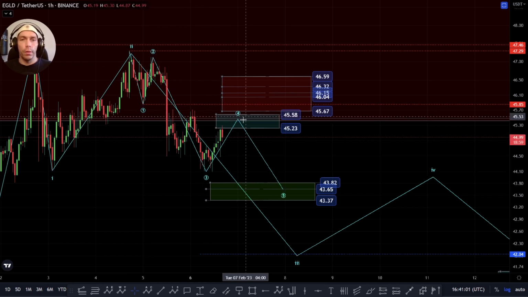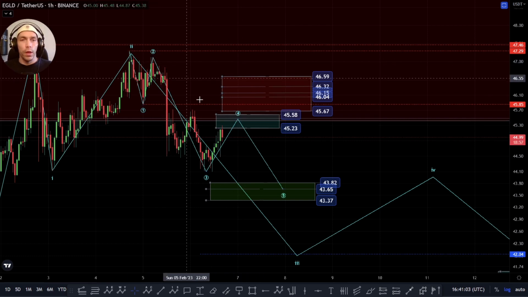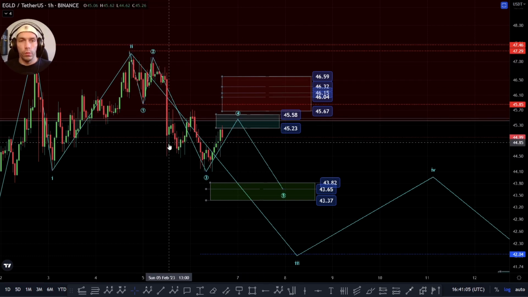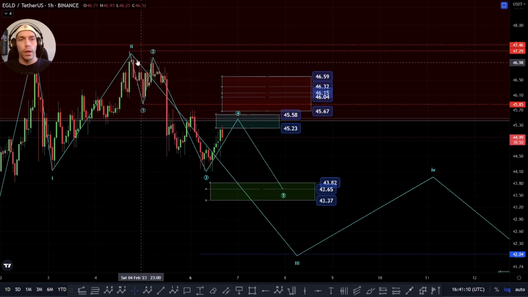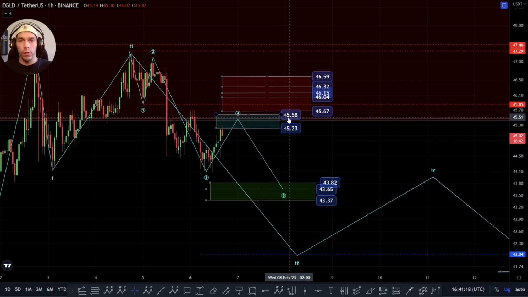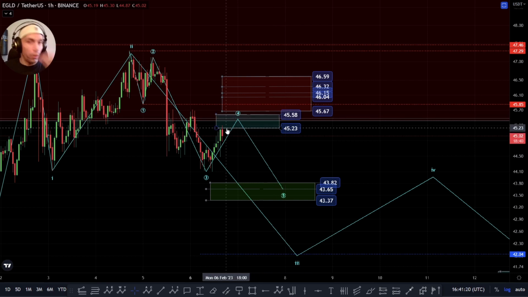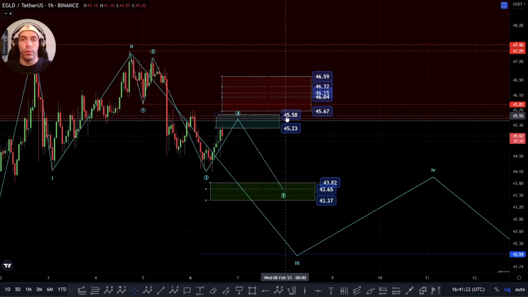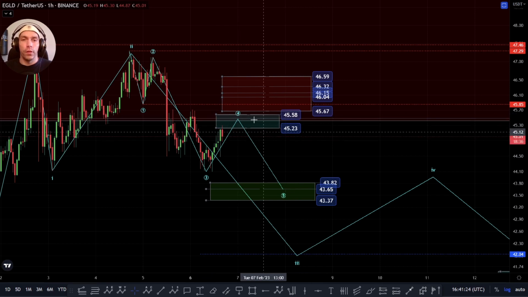The reason why I'm allowing for this additional 4th here is because if we count this structure within here, 1 2 3 4 5, 1 2 3 4 5, it allows for the fact that we could have this additional 1 2 3, this 1 2 3 4 5. So if we face rejection, we've actually moved up into the lower range of this 45.23, and this 45.58 is actually the higher end of it.